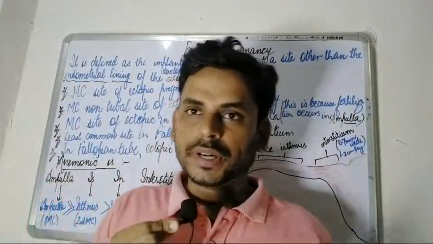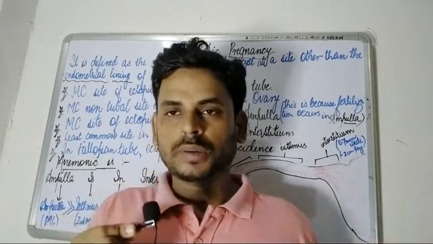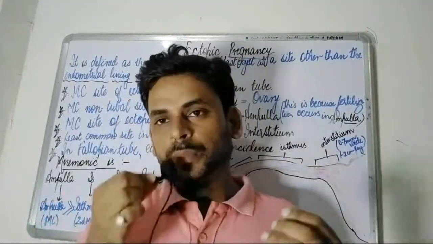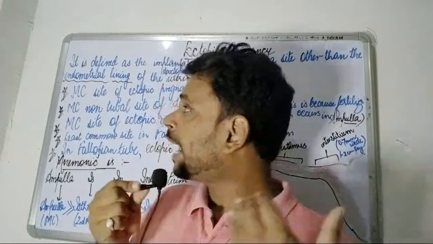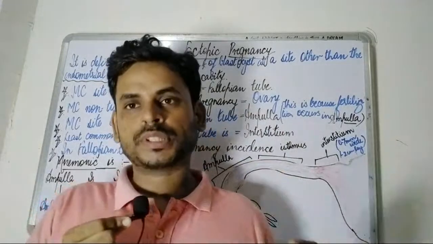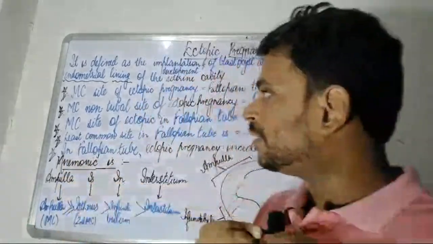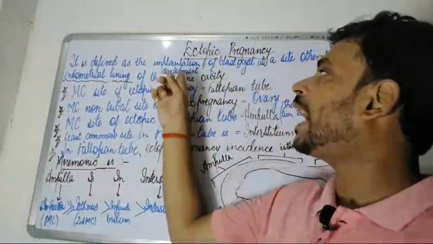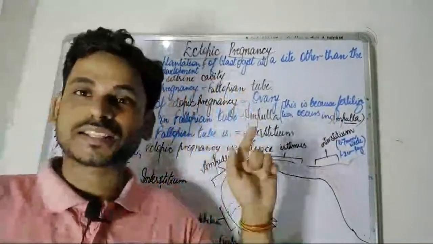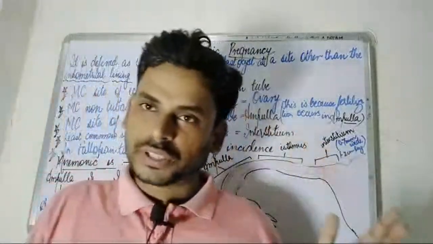But ectopic, the word itself suggests that it is somewhat away from the original normal site. It is at a location where it is usually not present. So the word ectopic refers to the fact that it is not at the normal site where it is supposed to implant itself. An ectopic pregnancy is defined as the implantation and the development of the blastocyst occurring at a site other than the endometrial lining of the uterine cavity.